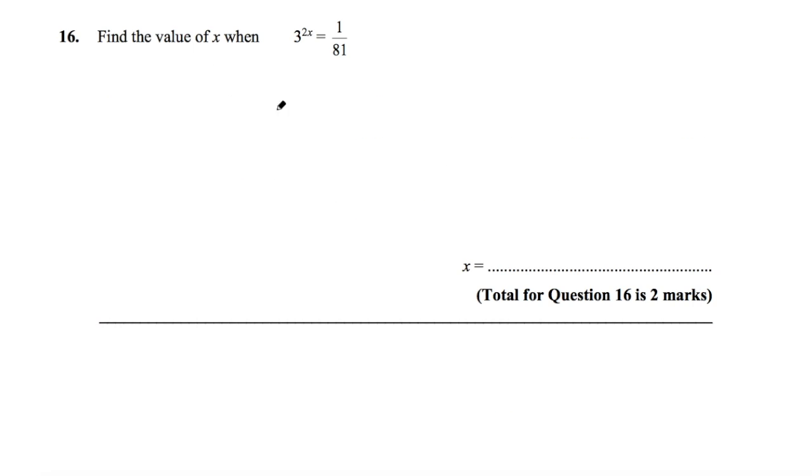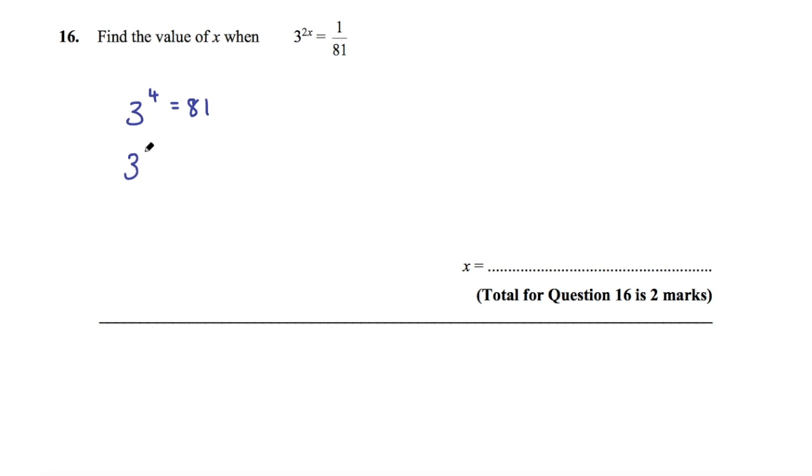Question 16 says find the value of x when 3 to the power of 2x equals 1 over 81. Okay, so what would this have to equal? Well, 3 to the power of 4 equals 81. That's like 3 times 3 times 3 times 3. That's 81. And in order for it to be 1 over 81, this needs to be minus 4.